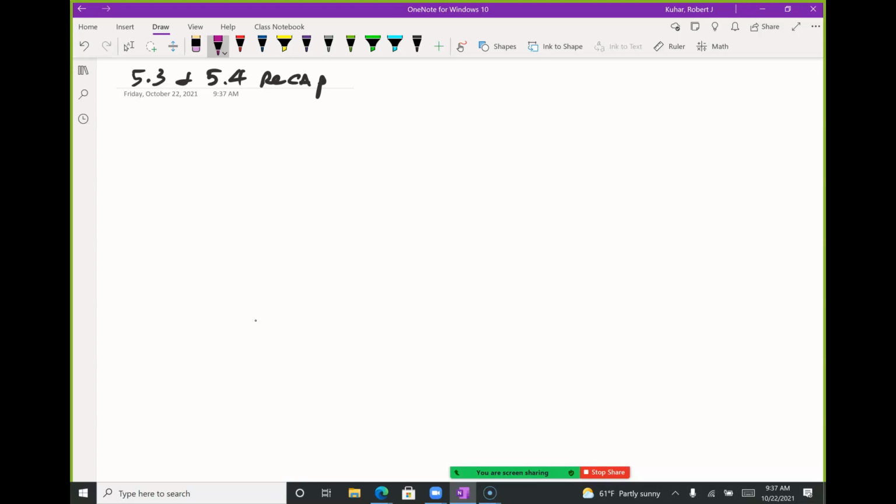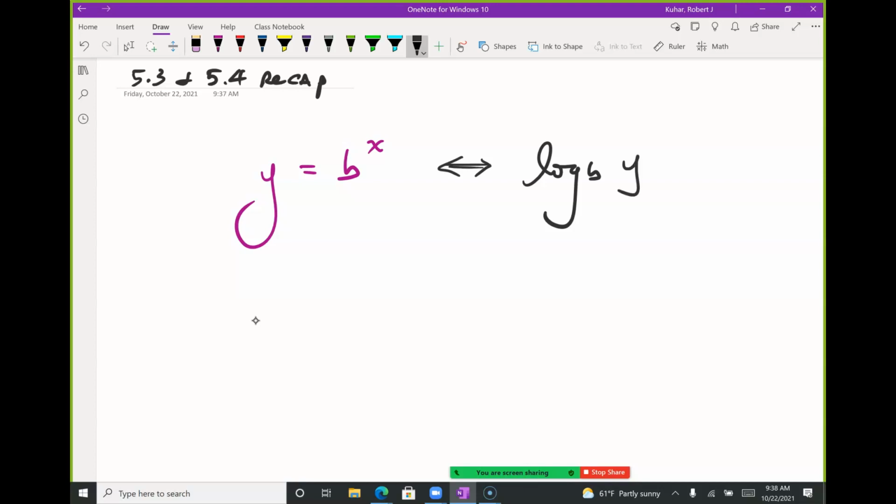But we just started. What was our translation, right? If we have an exponential function y equals b to the x, how does this translate? And this double arrow is logically equivalent, right? One implies the other, and the other implies the first. So if one leads to that, the other leads back. What's our translation? Log base b of y equals x. Nice. Log base b of y.